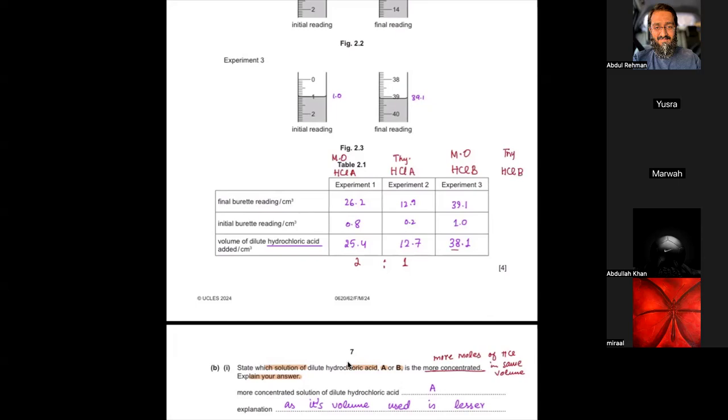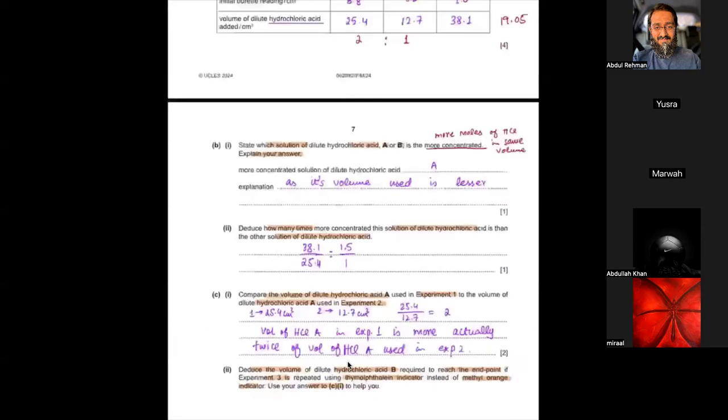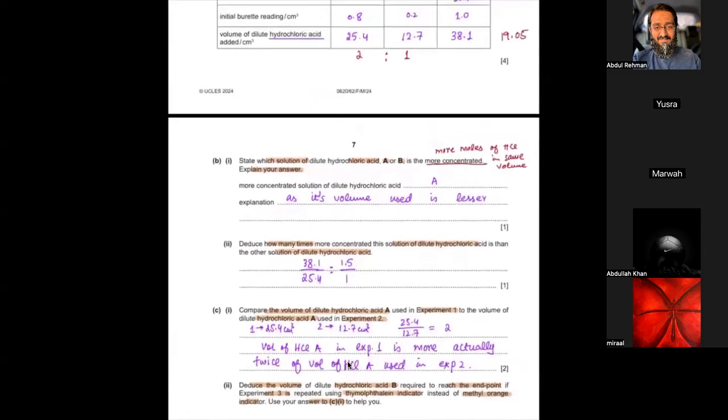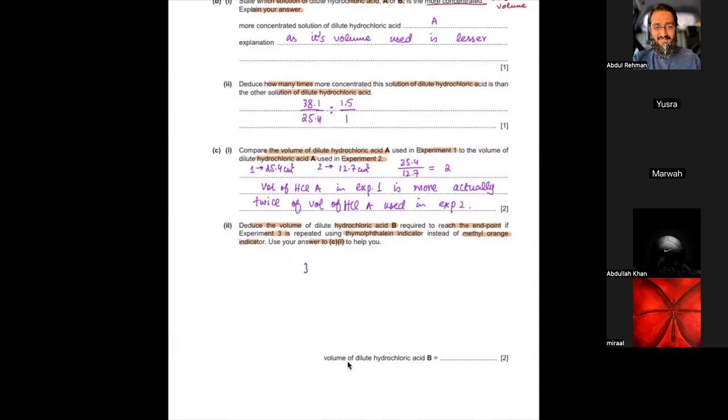So can anyone do the half of this volume? It is going to be 19 plus 19, 38. Half of this one is 19.05. Yes, sir. We are going to show 38.1, so 19.05, and then centimeter cube as well, because they haven't mentioned the unit. Is this clear?